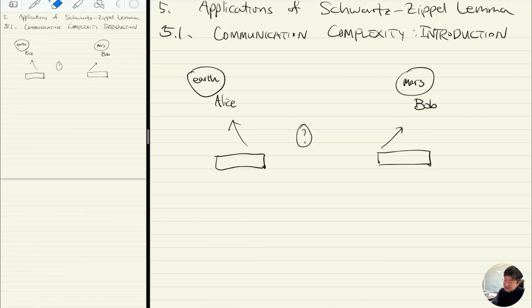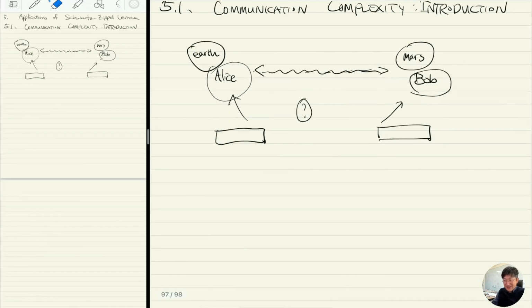The problem is that they can compute. Let's say the computer they have is very fast, but the only issue is the communication. The communication is so slow, right? If you want to send one bit to Mars, even at the speed of light, it takes several hours. So this kind of study, the study of the complexity regarding communication, is the communication complexity.